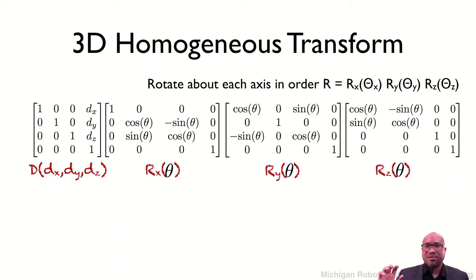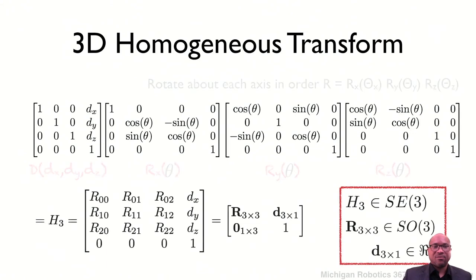We can consider rotation about z, about y, about x, and then do a translation. That's one way of expressing a homogeneous transform. If we want to think of this as a roll, pitch, and yaw, I guess this would be yaw, pitch, and roll, depending on how you look at the world. This is how we can express the composition of these transforms.